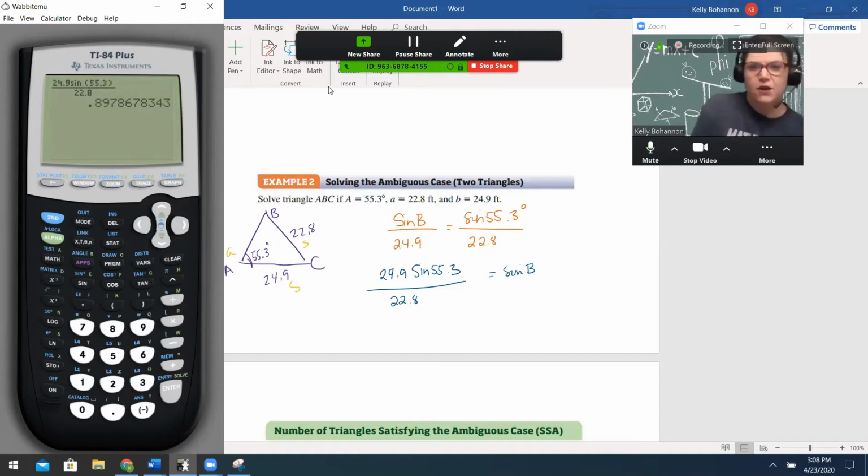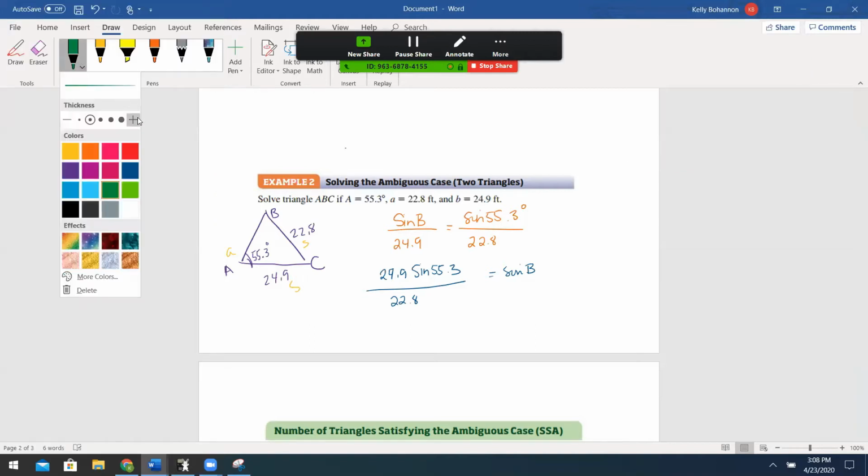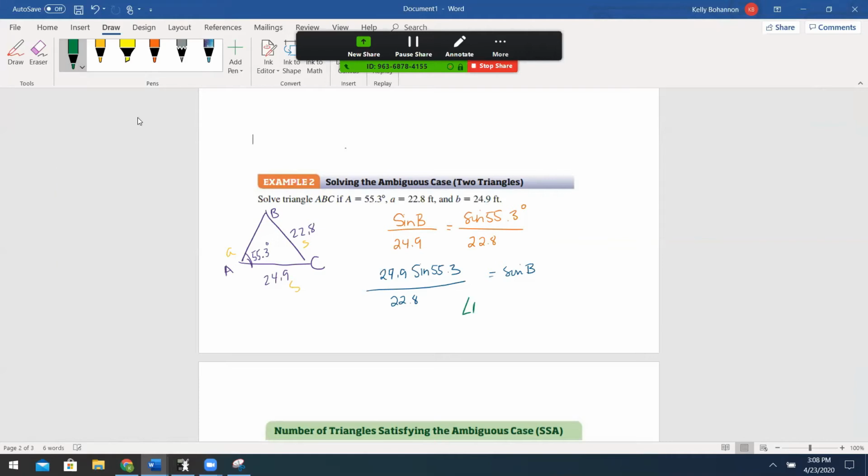So let's go ahead and arc sine. I need arc sine of that, not sine. So second, arc sine of this value. And that gives me 63.88. So that's my first triangle, or my first angle. So angle B equals 63.88 degrees.